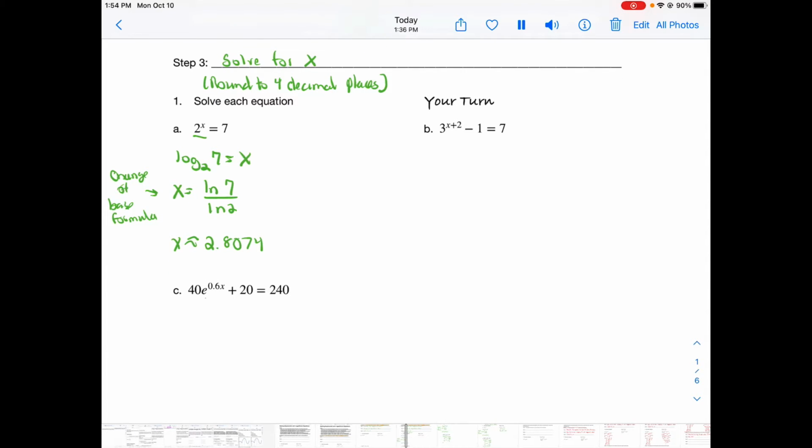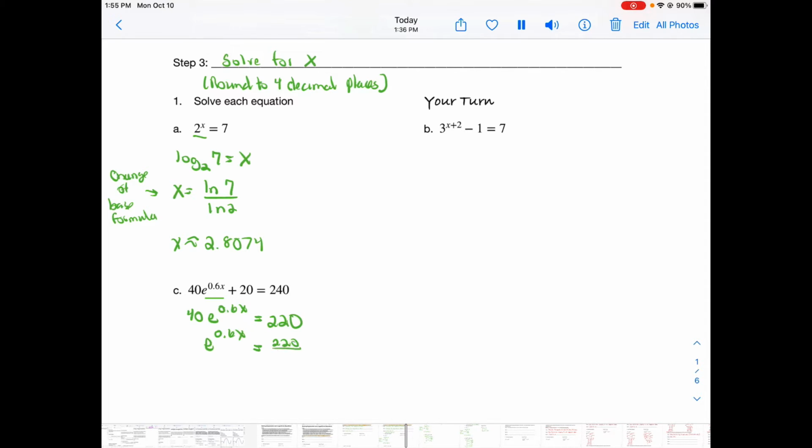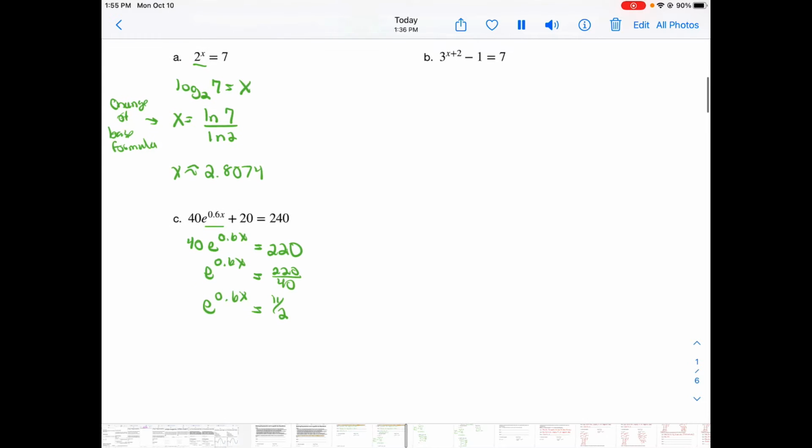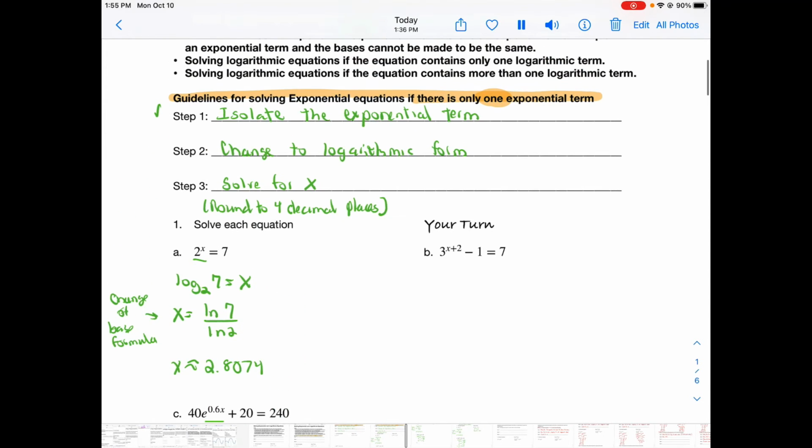So I want to do one more before I have you do your own. So this time I need to isolate my exponential term e to the 0.6x power. So I'm going to start by subtracting 20 from each side. So 240 minus 20 is 220. I still don't have the exponential term by itself because I'm multiplying by 40. So I needed to divide each side by 40. And now I have e to the 0.6x is equal to 11 over 2. And now I've isolated the exponential term. So I've done step 1.